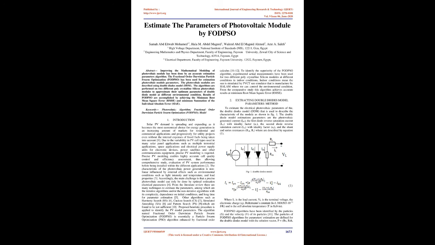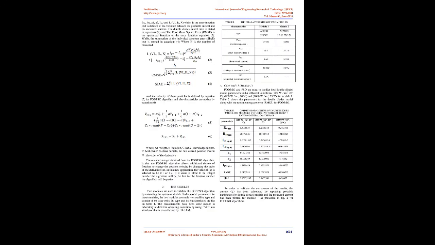5. Other algorithms such as harmony search, HS, 6, cuckoo search, CS, 7, simulated annealing, SA, 8 and pattern search, PS, 9, which are found to be not sufficient. 10. A proposed heuristic procedure is applied to identify the PV model parameters. The algorithm named fractional order Darwinian particle swarm optimization, FODPSO, is essentially a particle swarm optimization, PSO, algorithm enhanced by fractional order calculus 11 to 12.